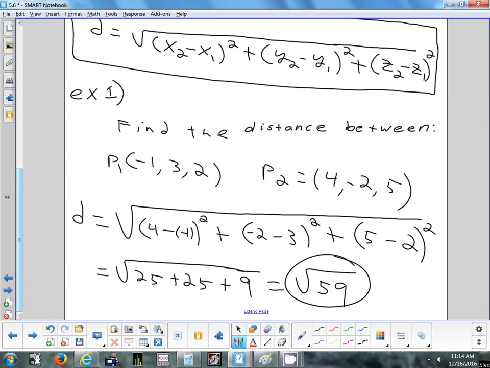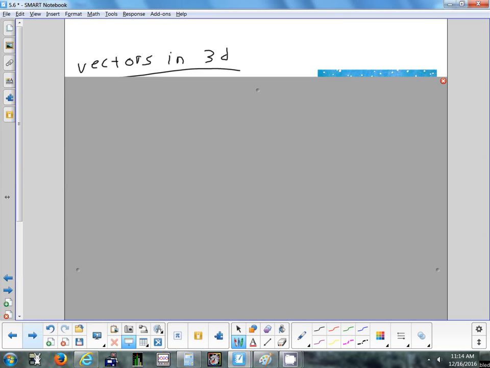Now, did this have anything to do with a vector? What do you think? Did the problem say the word vector anywhere in it? No. Maybe this could represent an initial point and a terminal point, but the problem itself doesn't really have anything to do with vectors, right? Just 2 points and you found the distance between them. Okay. Now, everything else will directly be what we did in 2D, and then I'll show you the formula in 3D.